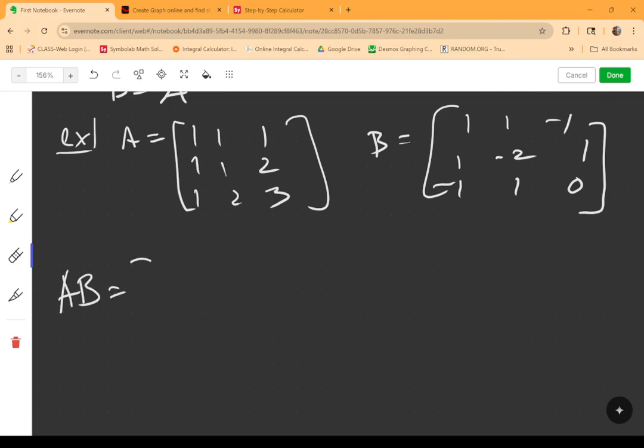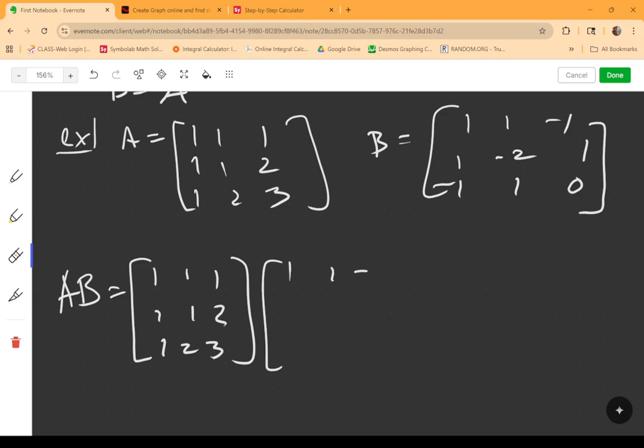So AB, product 1, 1, 1, 1, 1, 2, 1, 2, 3, times the product 1, 1, negative 1, 1, negative 2, 1, negative 1, 1, 0. Okay, so again, going row by column. So that first row, first column, we get 1 times 1, plus 1 times 1, and yeah, so that's 2. And then minus 1 gives me 1.